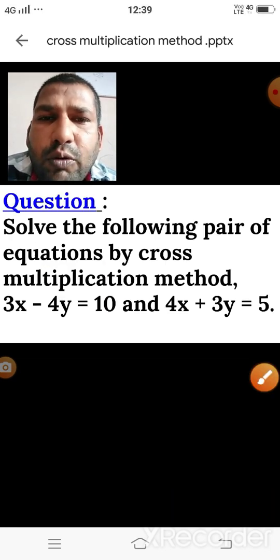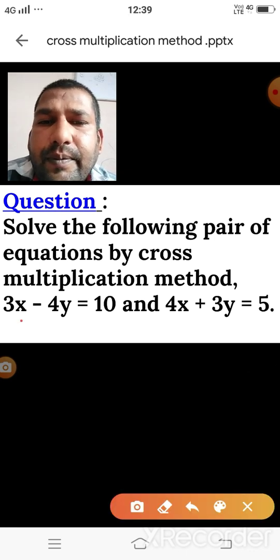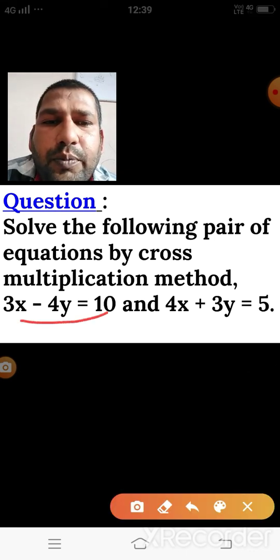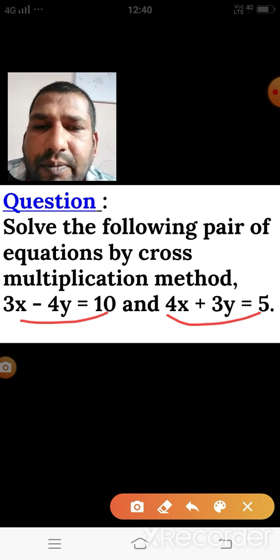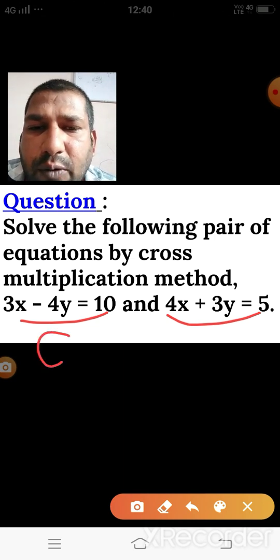Let us take one more question, and again we are solving the pair of linear equations by the cross multiplication method. The two equations we are getting are: the first one is 3x minus 4y equal to 10, and 4x plus 3y equal to 5. If you are solving by putting the values directly in the expression, then you have to write down the values of a1, b1, c1 first.